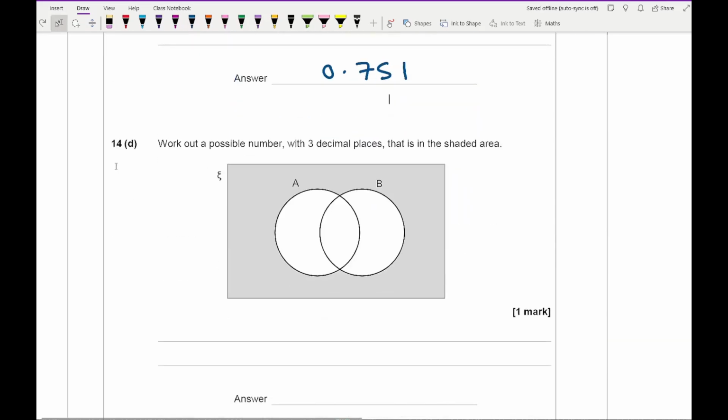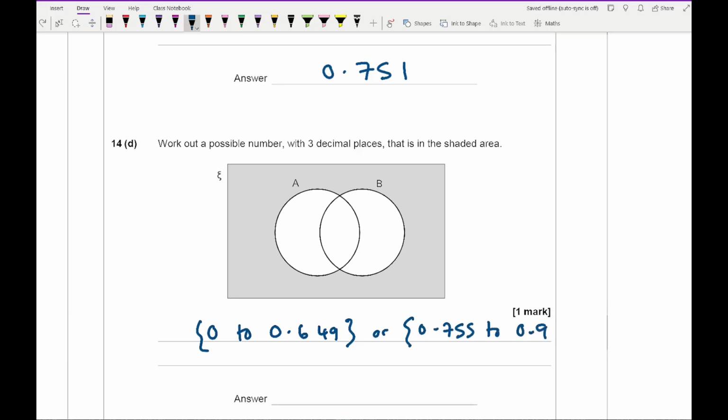It then says work out a possible number to 3 decimal places of the shaded area outside. So again, you could have any number that is between 0 to 0.649, or you could have any number between 0.755 to 0.999. So any of those numbers between either of those 2 brackets. So for example, I'm just going to go for 0.500, and again make sure that your number is to 3 decimal places.